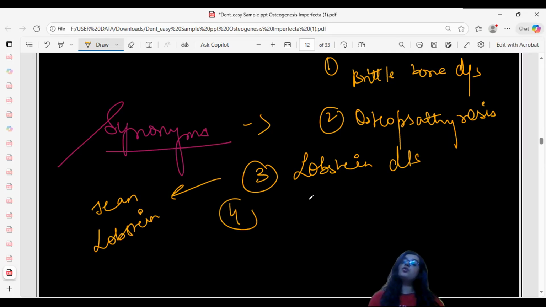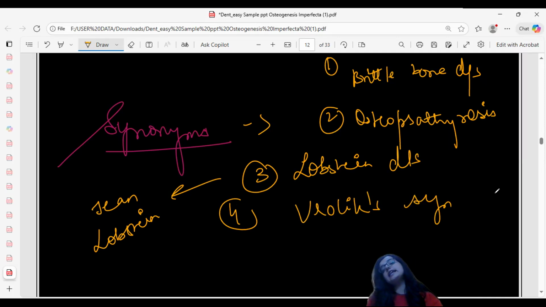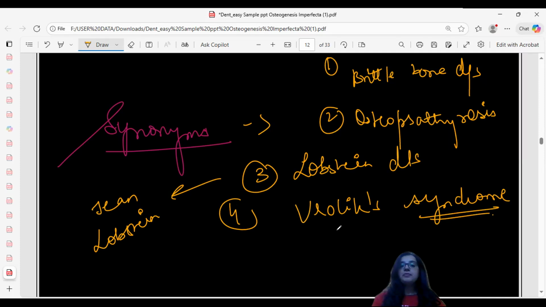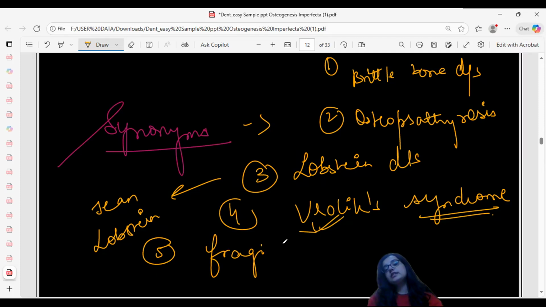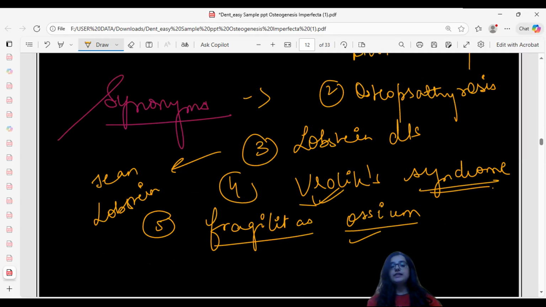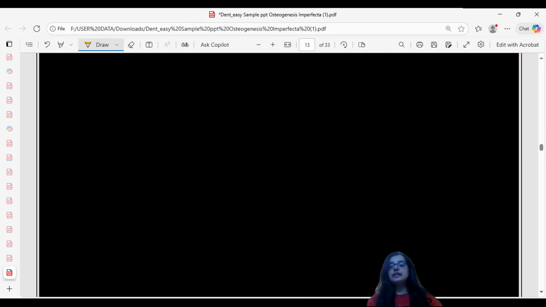Besides this, it is also called Rollix syndrome. The word syndrome is used because multiple presentations are there. So initially it was described by Rollix and was later on given the term osteogenesis imperfecta. This is the outdated term given to the same disease. And then it is also called fragilitas osseum, because of the fragile bones. So all of these are the synonyms given to the disease.